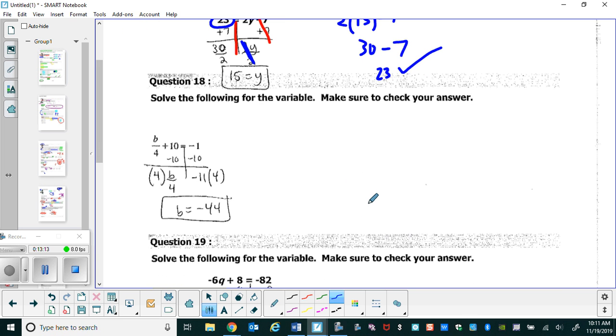All right, here's the work for number 18. For number 18, my constant is this positive 10, so I subtract 10 on both sides, and that cancels out. I just bring down b divided by 4. And negative 1 minus 10 is negative 11.